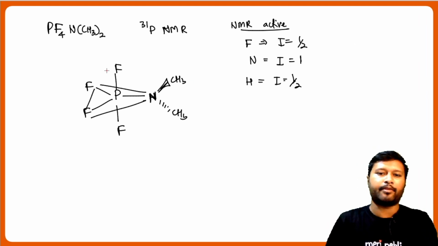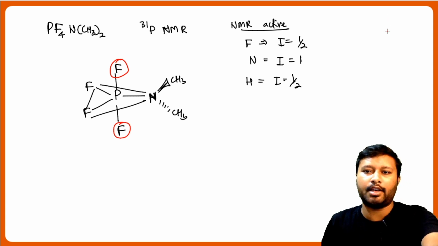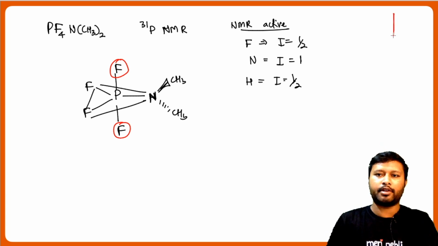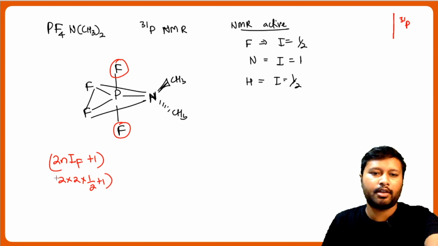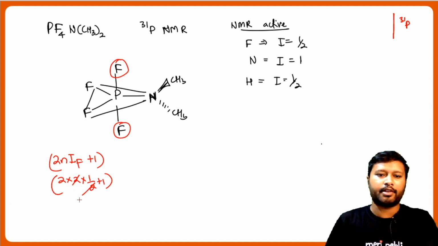So who is going to split it up first? These axial fluorines are going to split it up first. In how many lines? So I'll just draw it here. Okay, so this was a single line which was coming from the phosphorus. This is from 31P, that's coming straight. Nobody is there to split it up, but now axial fluorines are going to split it. In how many lines? 2nI plus 1, and that's going to make it 2 into half plus 1. So you will see that you will get a triplet. That means it's going to split it up into 3 lines.